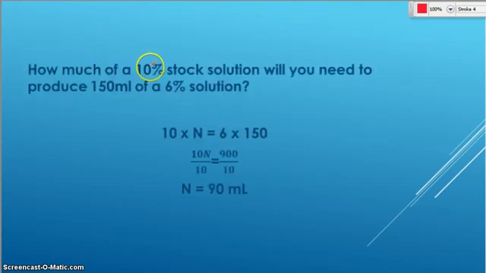This one says how much of a 10% solution will you need to produce 150 mils of a 6%. Produce means that's what we want to end up with. So that's why the 6 and the 150 went on this side. The 10 is what we're starting with. So 10N is going to equal 900. Divide both sides by 10, and you're going to get a final quantity of 90 milliliters.